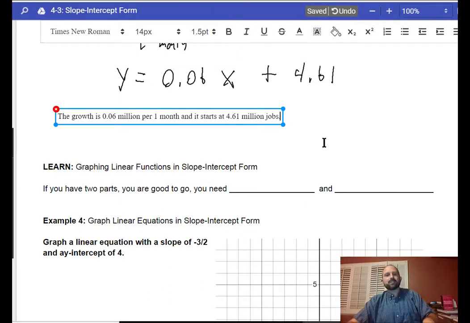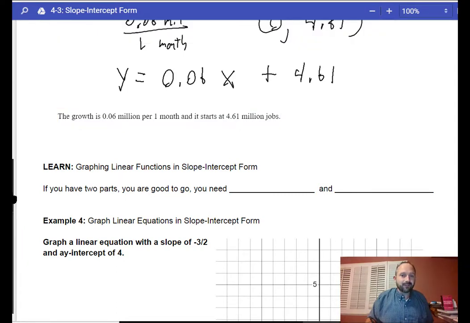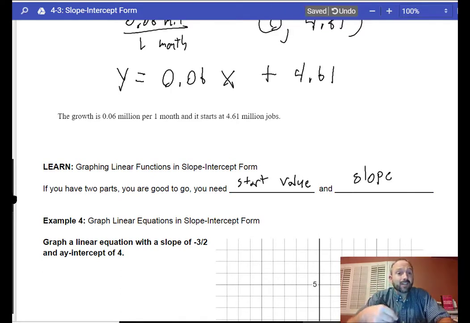Learn graphing linear functions in slope-intercept form. If you have 2 parts, you're good to go. The only 2 parts you need are the following. You need to know the start value, and you need the slope, or the growth. Now, you don't even need the start value. You just need one of the points. But it's really nice if you have the start value, also known as the intercept. That's where we come up with slope-intercept.